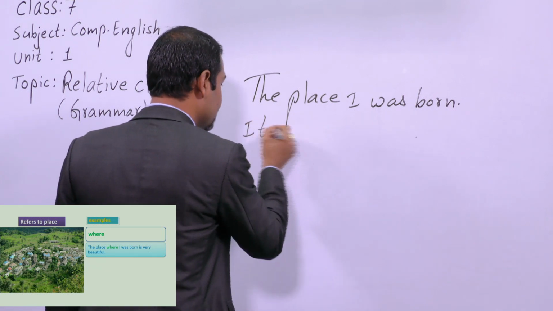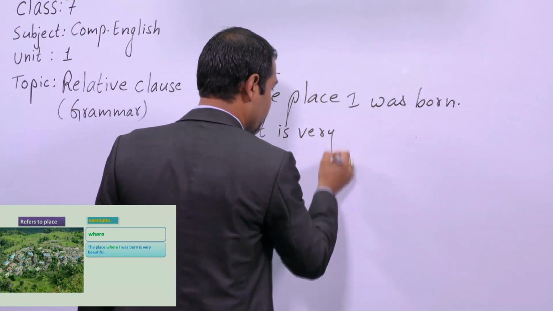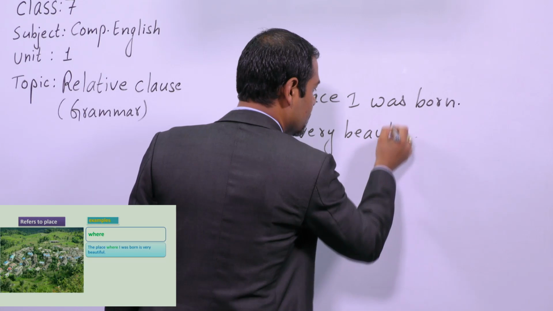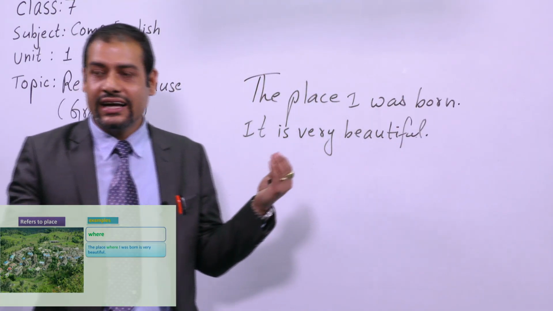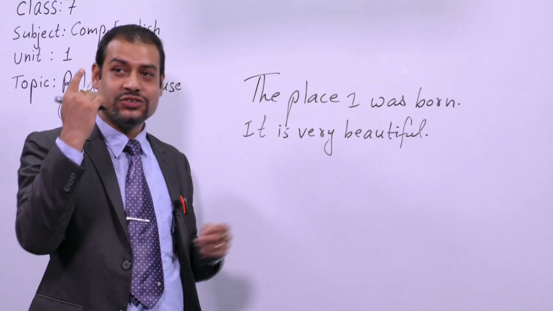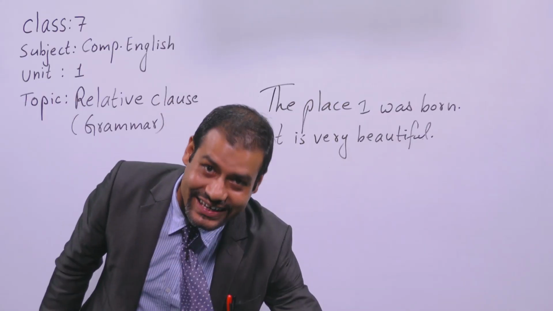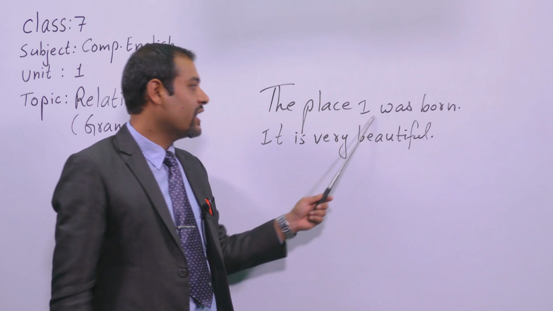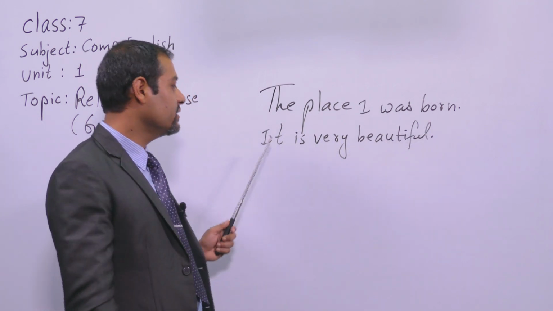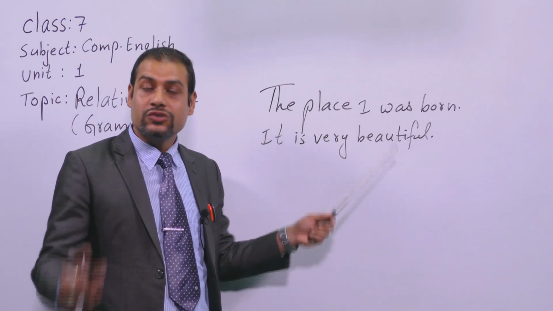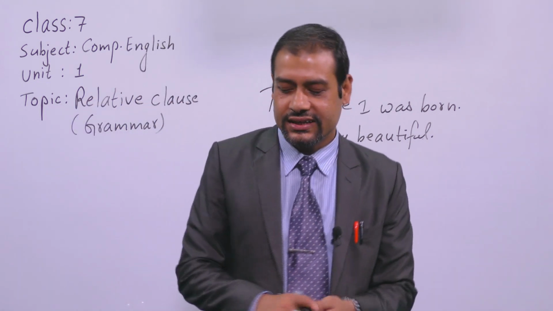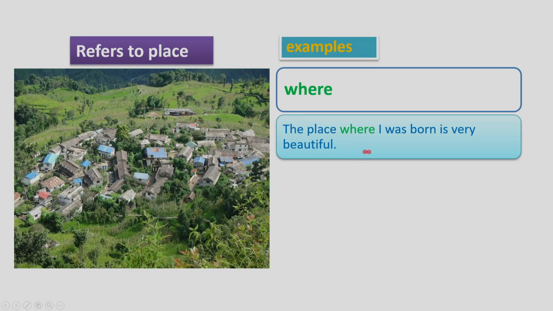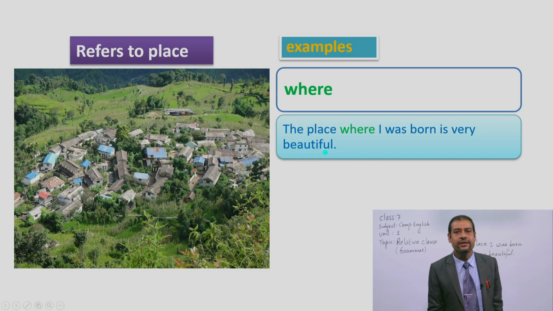And then you can write down, it is very beautiful, B-E-A-U-T-I-F-U-L, beautiful. See, we are making these two sentences into one. So the first sentence can be, the place I was born, and another, it is very beautiful. So when we make it into one, at that time you can find like this. See, the place where I was born is very beautiful.